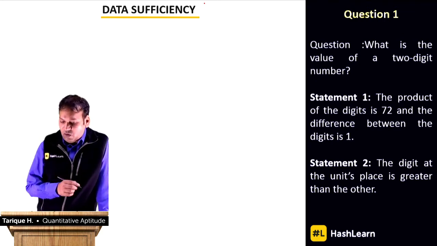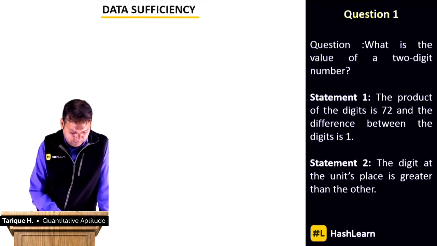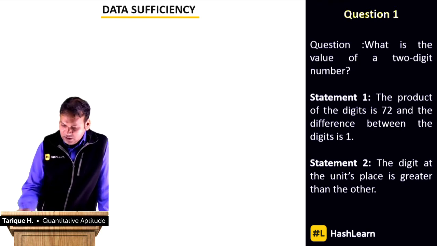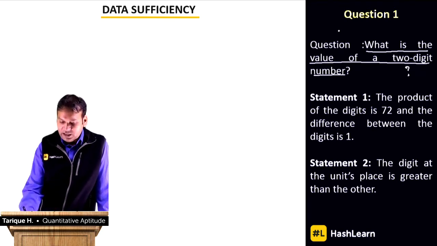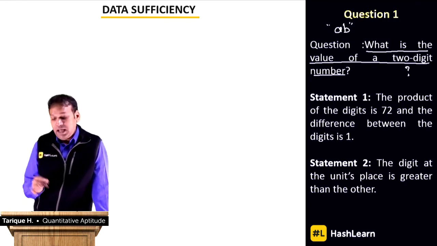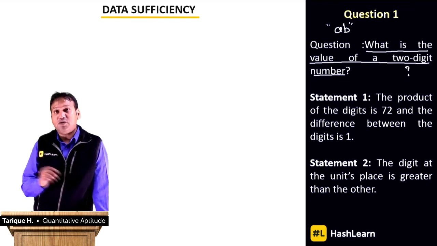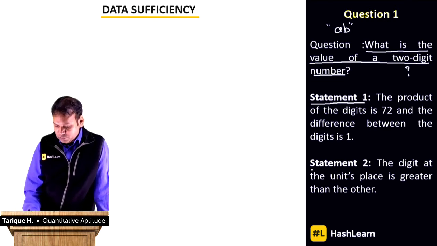Now look at the question here. What is the value of a 2-digit number? There's nothing else mentioned in the question. It just says, what is the value of a 2-digit number. What is a 2-digit number? We have no idea. Let's say the number is AB. Now how can we solve this question? That is what we mean by the question being incomplete, and the data required to solve it is given in the form of statement 1 and statement 2.